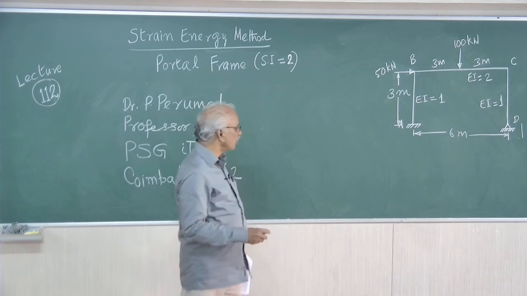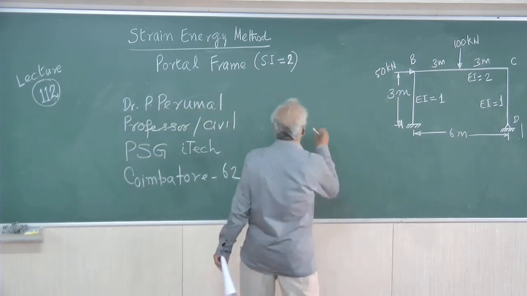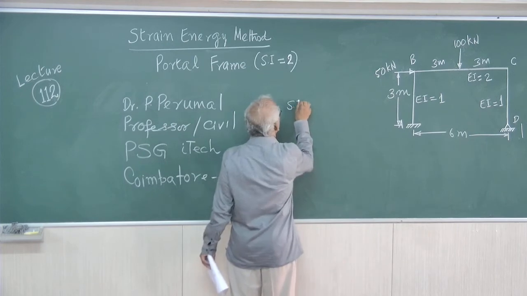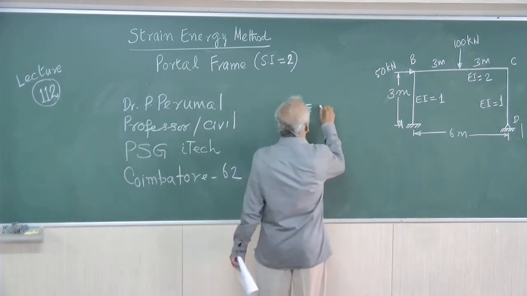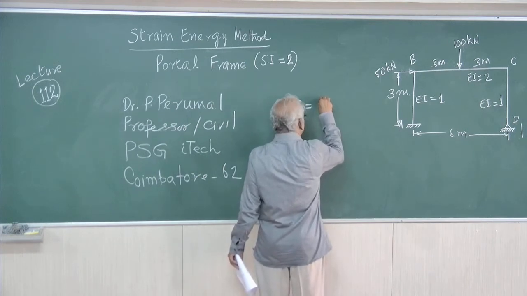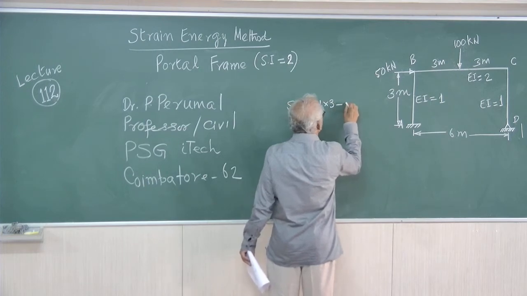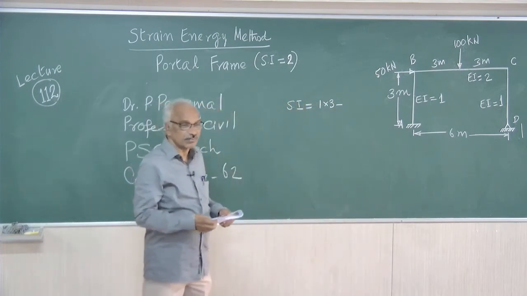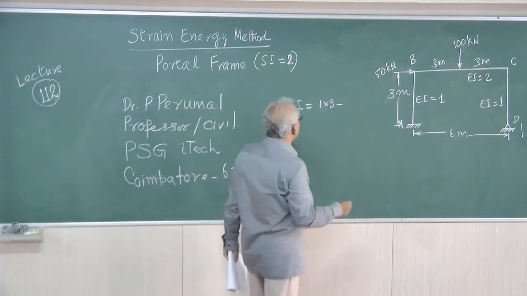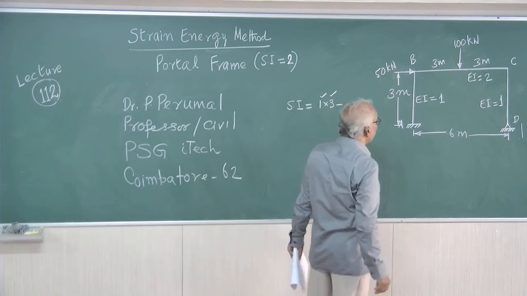Right. Now, the first work is to find out the degree of static indeterminacy. You know, static indeterminacy in the case of portal frames is number of closed loops into 3 minus number of releases, because the formula we have already discussed, we need not discuss elaborately here. Right. Number of closed loops is 1, into 3, minus number of releases.